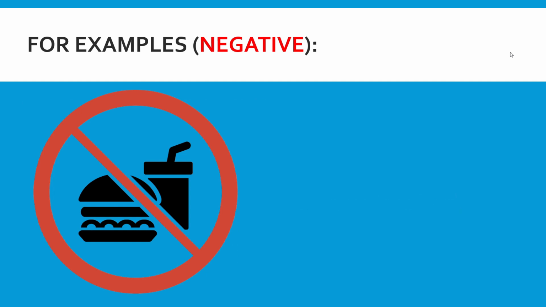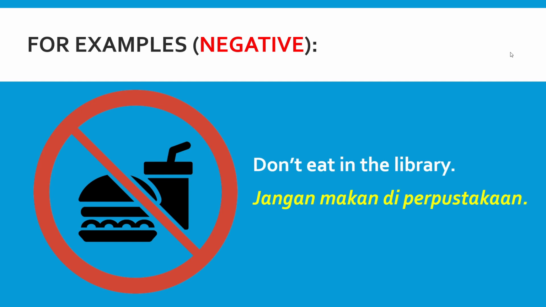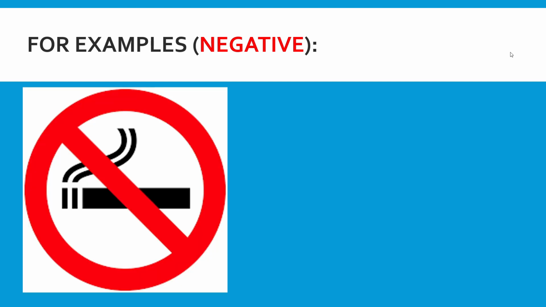Now, let's look at examples for negative. Negative means no. So we know that based on the picture, it's about no food. So how are you going to write an imperative sentence in a negative form? Don't eat in the library. Jangan makan di perpustakaan.